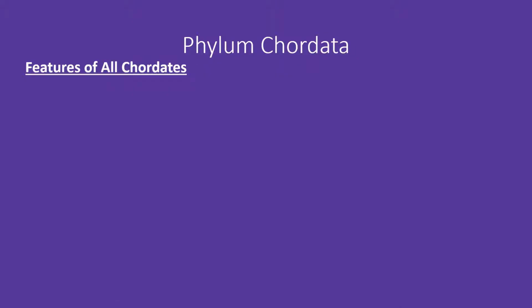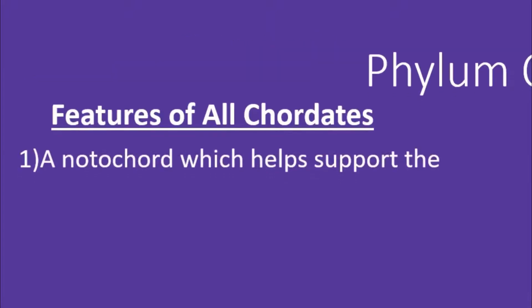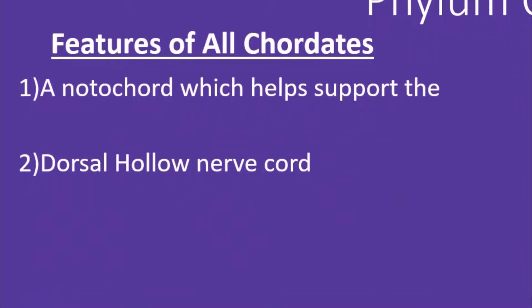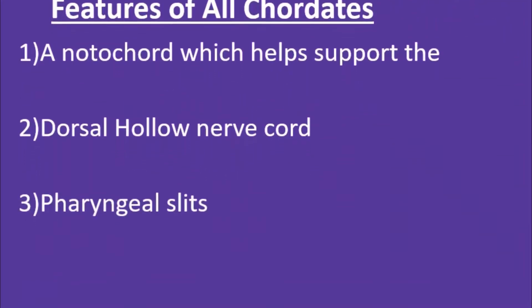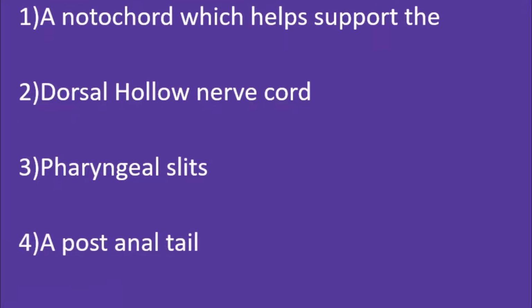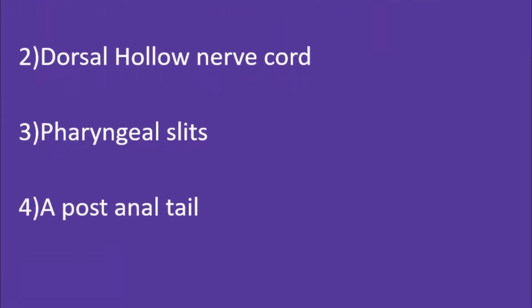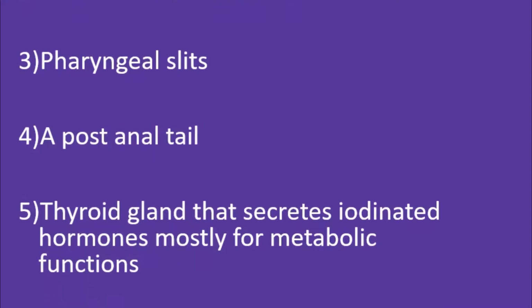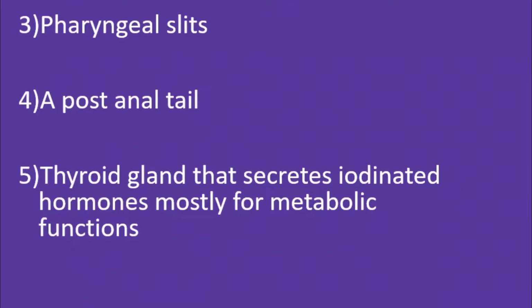So while the majority of chordates are vertebrates, there are some invertebrate examples. Regardless, all chordates share these 5 features that appear at some point during development. 1. A notochord, which helps support the dorsal hollow nerve cord. There are pharyngeal slits, a post-anal tail, and finally a thyroid gland that secretes iodinated hormones, mostly for metabolic functions.